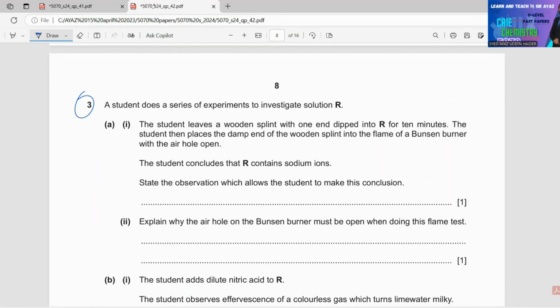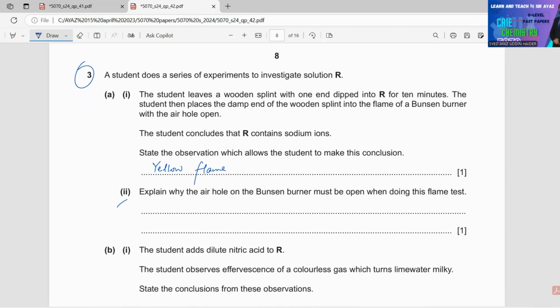So you write yellow flame, which concludes that it contains sodium ions. 2. Explain why the air hole on the Bunsen burner must be open while doing this flame test. If you open the air hole in the Bunsen burner, what will happen? It will give a blue flame, not yellow, because the yellow flame will mask the flame color of sodium ion.